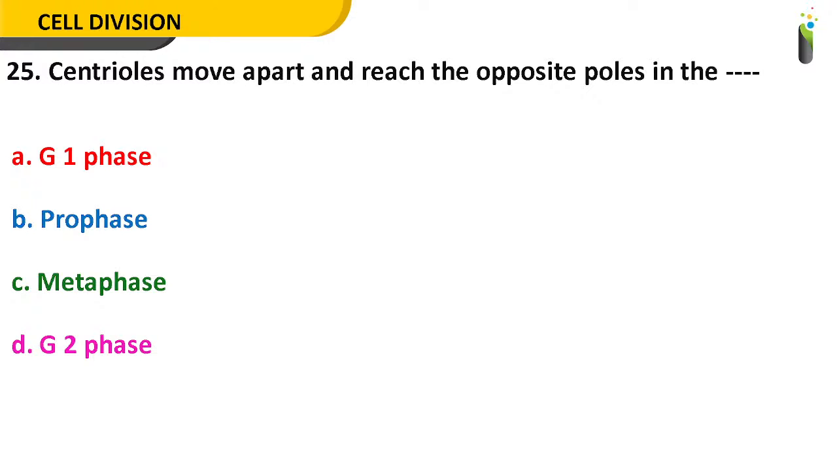Well, the answer for this question is B. Prophase. The centrioles start moving away from each other in the early prophase, and in the late prophase they reach the opposite poles. Either I can say it is late prophase or early metaphase.